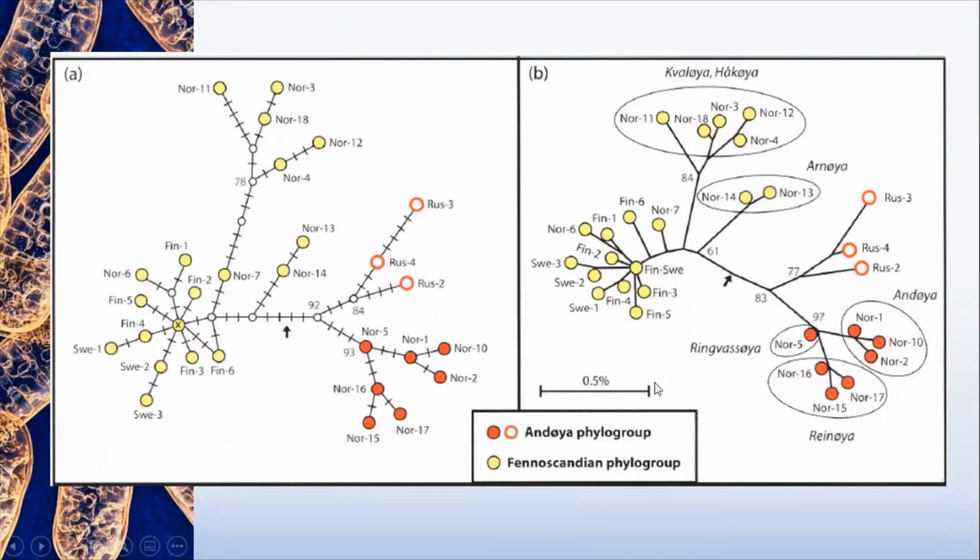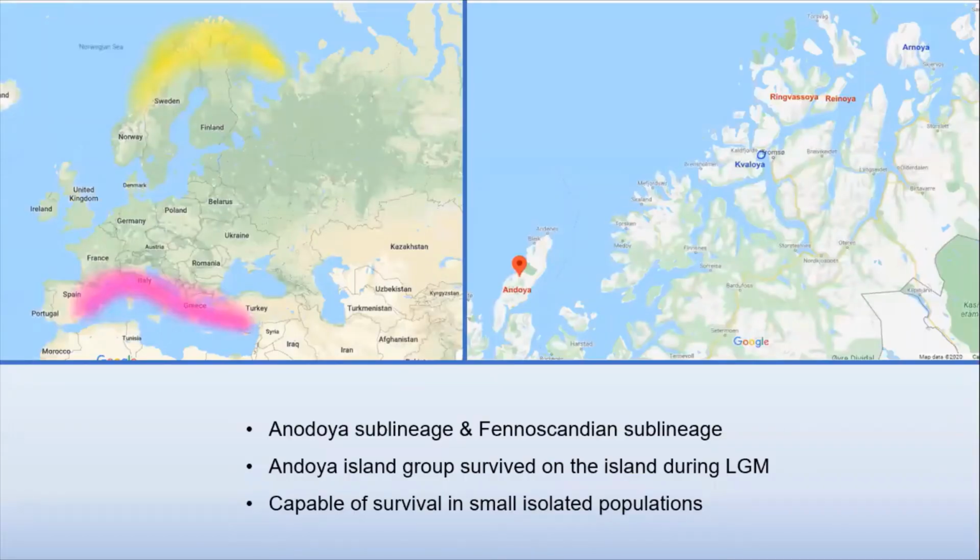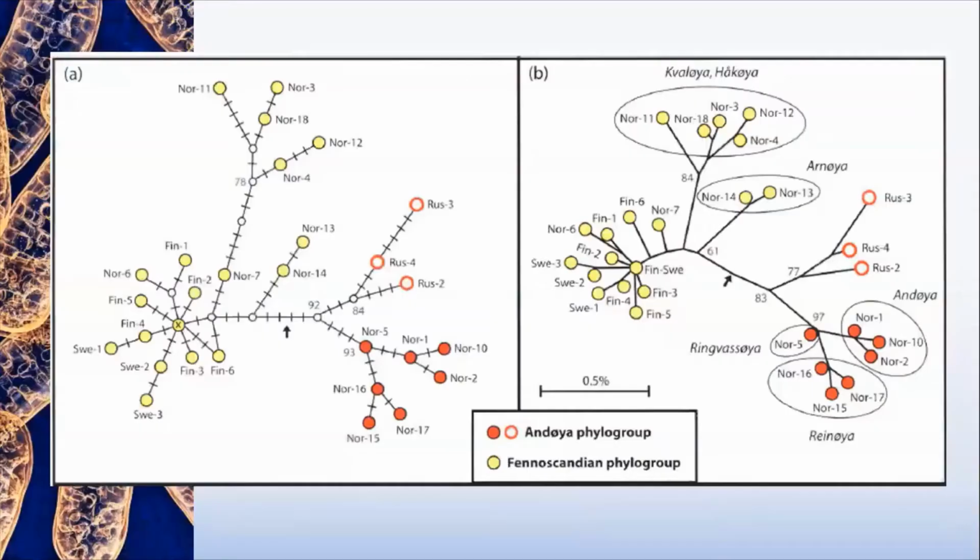And then if we look on the next figure, they're not actually that close together. So it was with the help of mitochondrial DNA that they discovered the relation. They found two different phylogroups and designated them Andøya and Fennoscandian, which was seen on this slide. So the yellow is the Fennoscandian and the red is the Andøya.